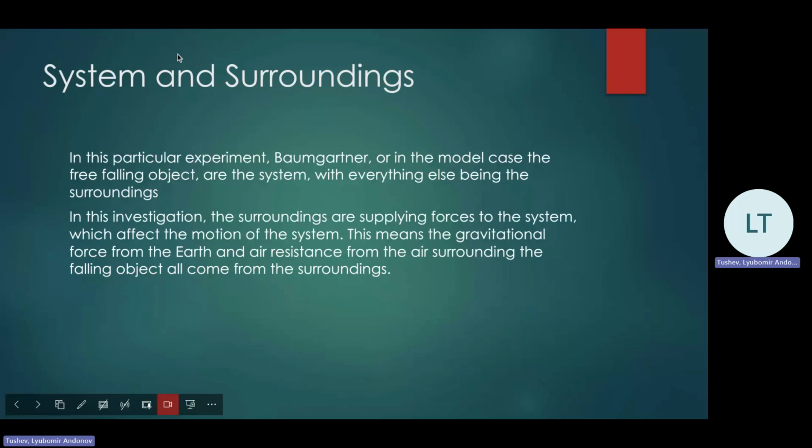System and surroundings in this lab. The system is the free-falling object, or Baumgartner in the Stratos case. In this particular case, the surroundings are exerting forces on the system, with the Earth supplying the gravitational force that's being exerted on the system, and air supplying the air resistance force exerted on the system.